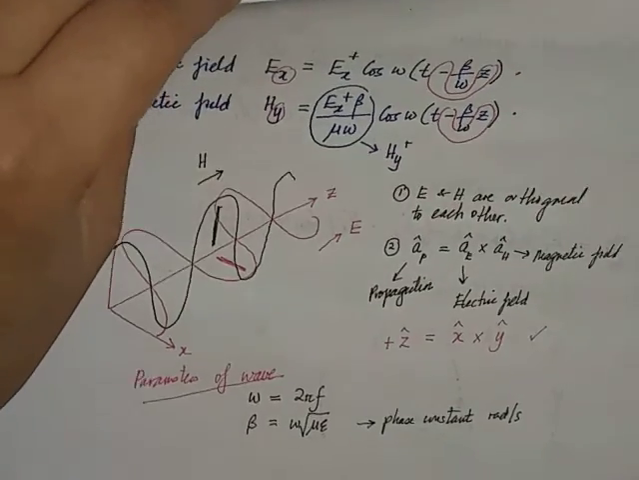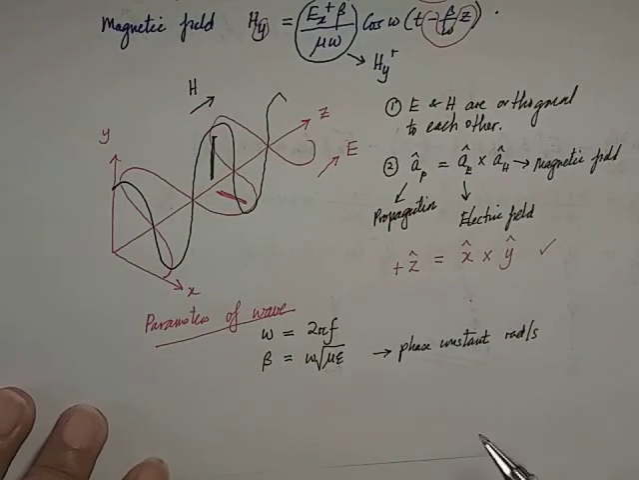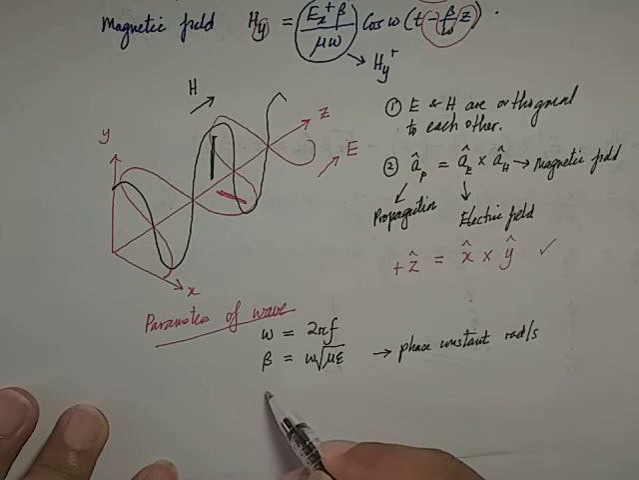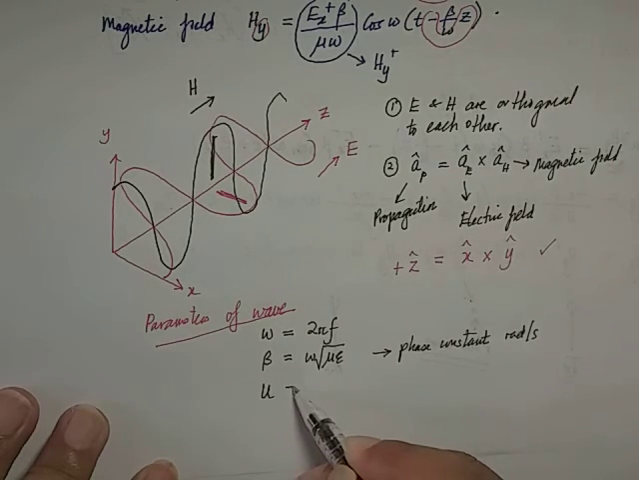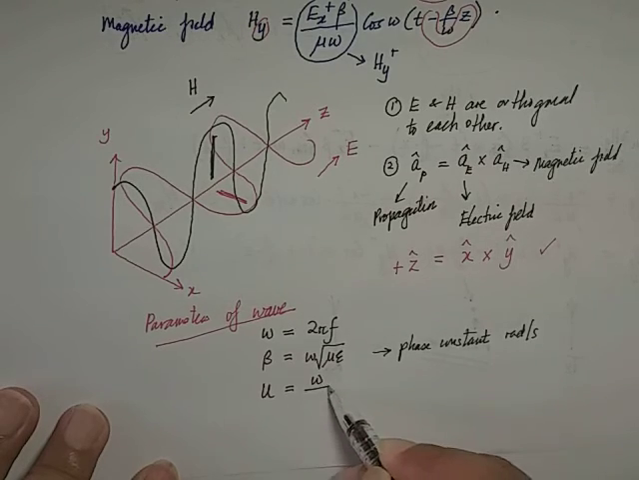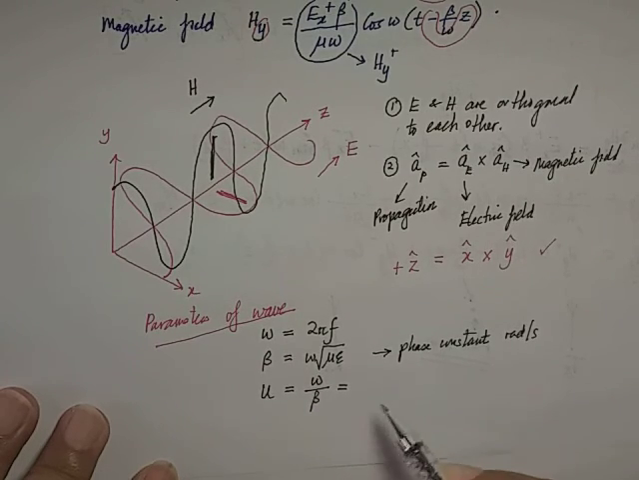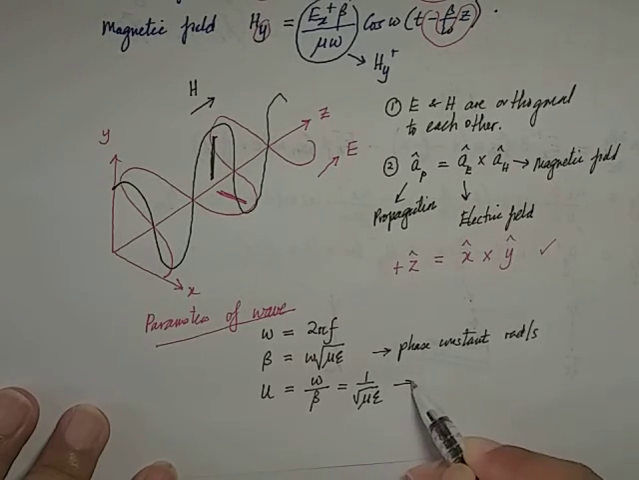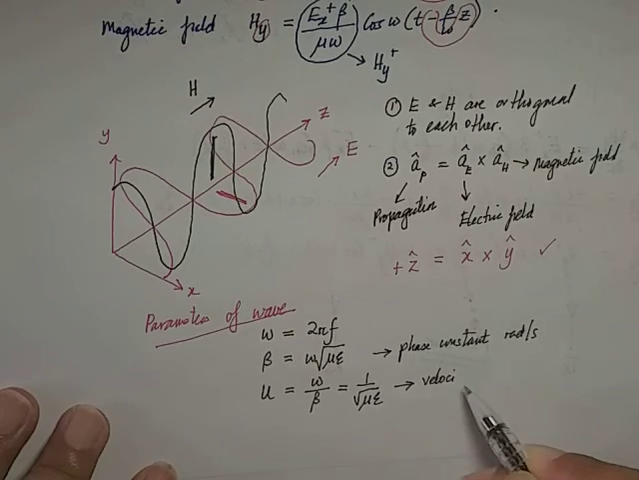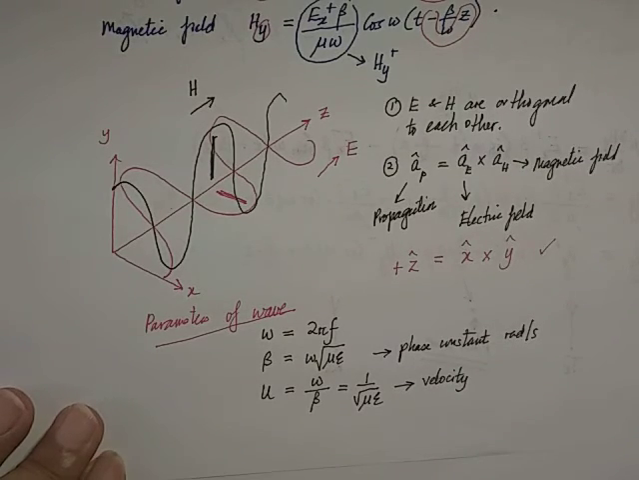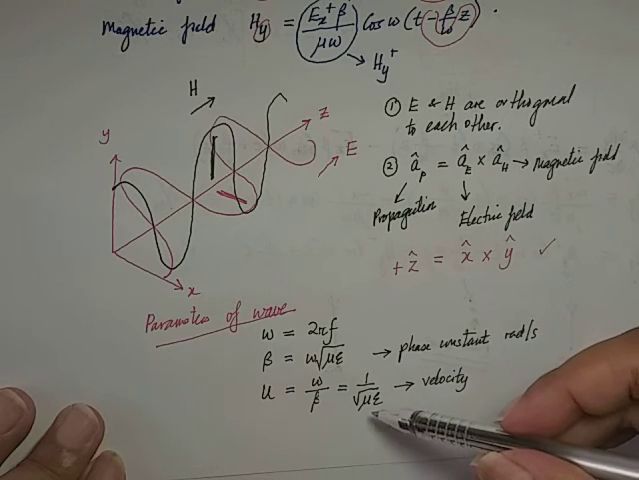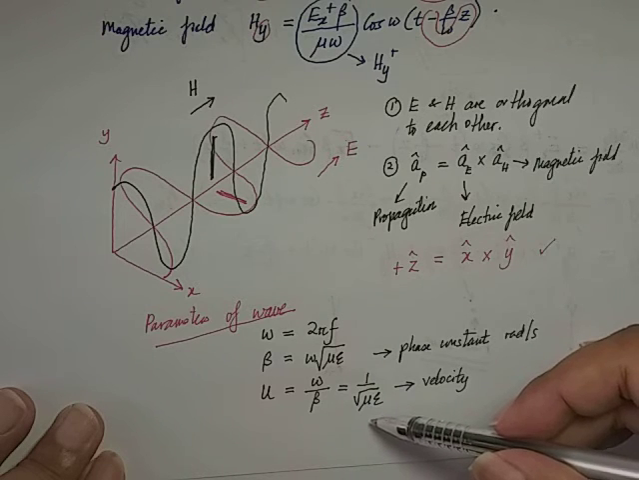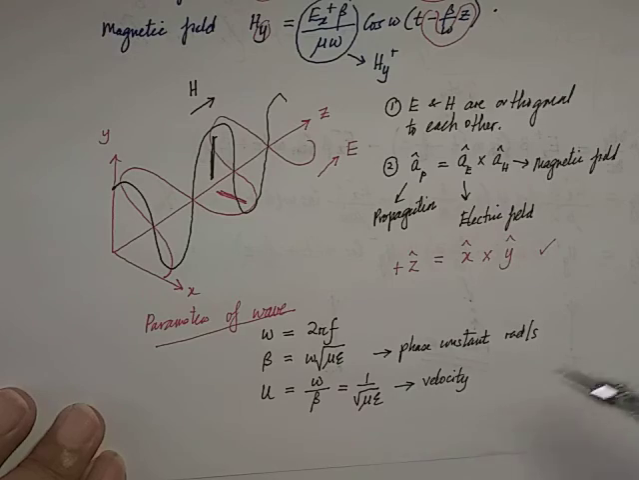What else is important regarding the wave? The velocity, u, equal to omega over beta, or sometimes we can write it as equal to 1 over root mu epsilon. So that should be the wave velocity. You can see the velocity of the electromagnetic wave does depend on the medium, mu and epsilon. Different media allow the electromagnetic wave to move at different speeds.